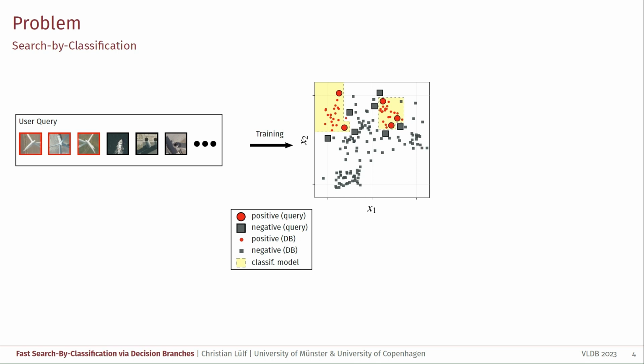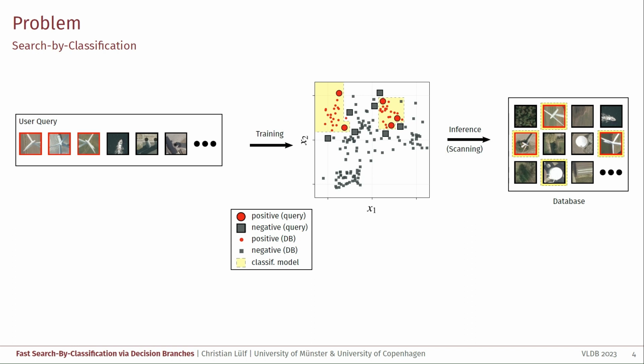The plot represents a simplified two-dimensional feature space, in which the images are translated into and where the machine learning model is constructed. In the plot, the large red points represent the positive examples from the user query, while the large gray rectangles represent the negative examples from the user query. The smaller points and rectangles represent unseen data within the database, which is not known to the machine learning model. During training of the machine learning model, it learns how to separate the positive and the negative objects from each other based on the two given features and the training data.